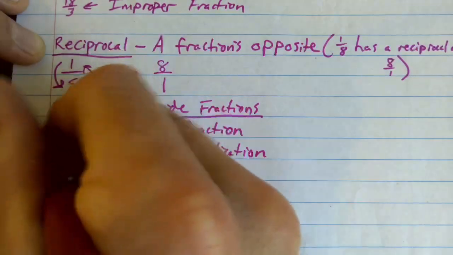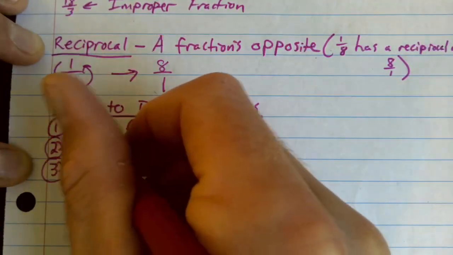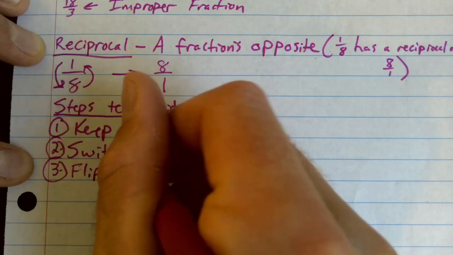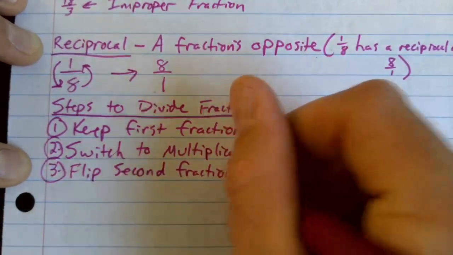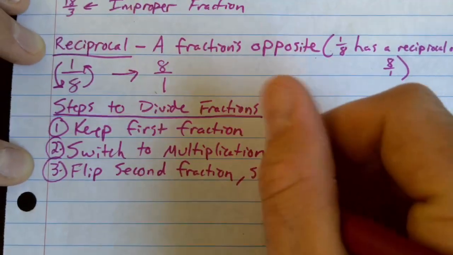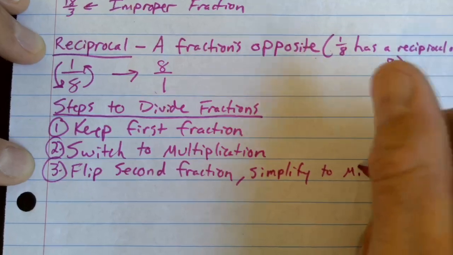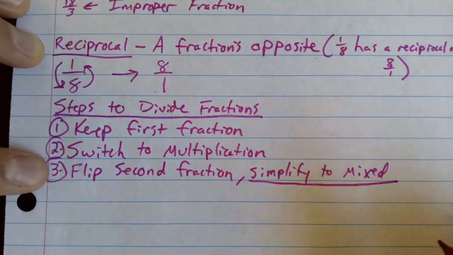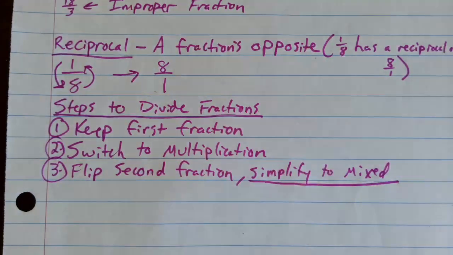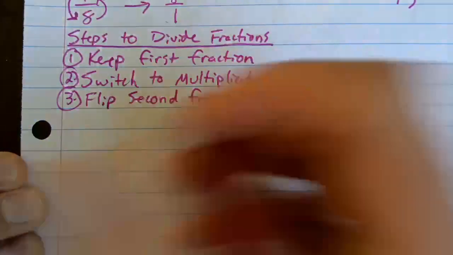And our third step is flip the second fraction, and simplify to a mixed number. Keep, switch, flip, and simplify. That's it. So let's see what this looks like.